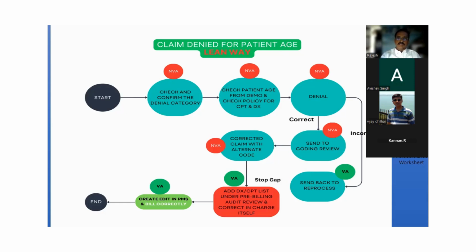So the lean way, how to avoid it? First thing, do a review, identify the problem, go back to the charge entry and fix it. Second one, create an edit in your PMS so that the claim will go out as a clean claim. This is what we have today. I hope this is a very simple and straightforward denial. There's no complication in this particular denial.